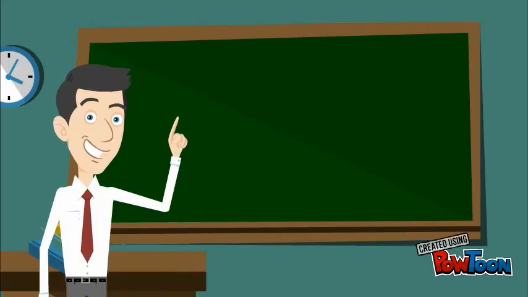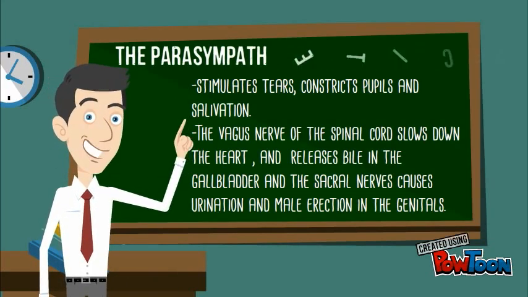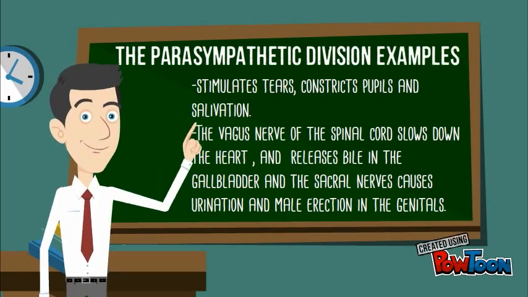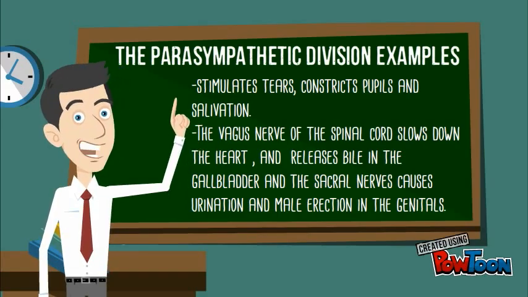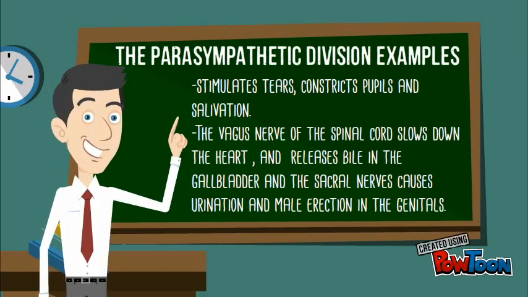The parasympathetic division stimulates tears, constricts pupils, and salivation. The vagus nerve of the spinal cord slows down the heart and releases bile in the gallbladder, and the sacral nerve causes urination and male erection in the genitals.